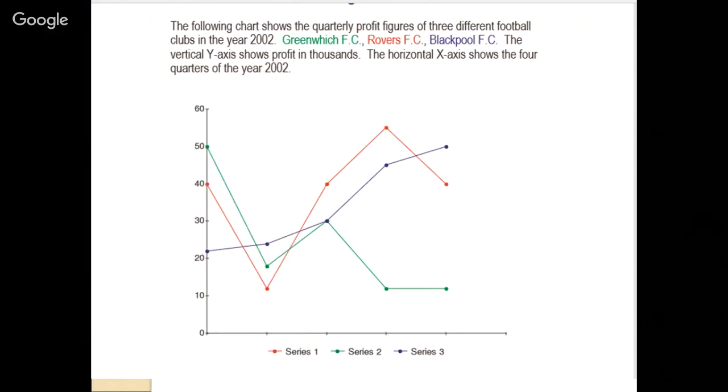Now, everybody, do you have your pen and your paper? Let's go. So we're looking at Greenwich, and Greenwich starts at 50. And I want you to make note of this dot right here. And on your paper, you're going to write Greenwich FC, and the first figure that you're writing is 50.